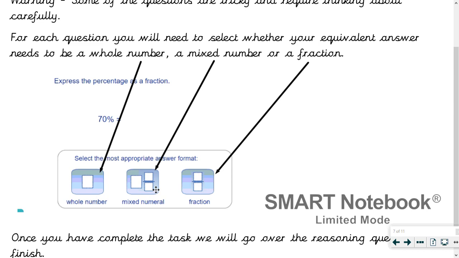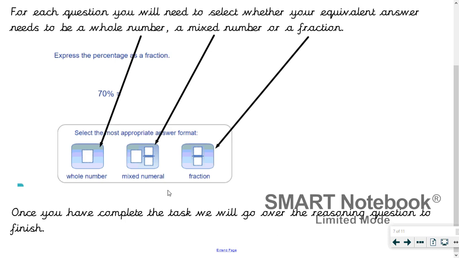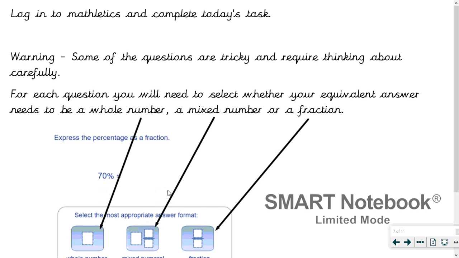Sometimes you'll have to do the mixed number, sometimes whole number. Don't panic if you find it a bit tricky. Just do your best on it is all I want. Once you've had a go at your Mathletics, you're going to come back and we'll carry on and do our reasoning question. So if you pause the video when I say, go and do Mathletics, and then come back and unpause. I would possibly suggest going back and watching the example I went through again, just to make sure you've got a method before you get going. So pause it now and have a go at your Mathletics, please.